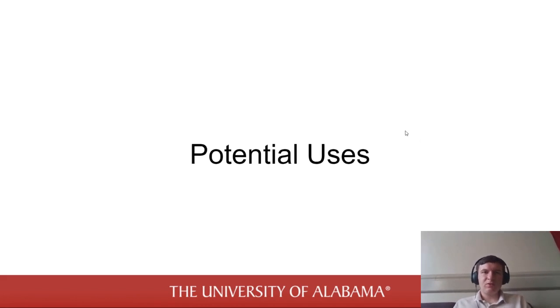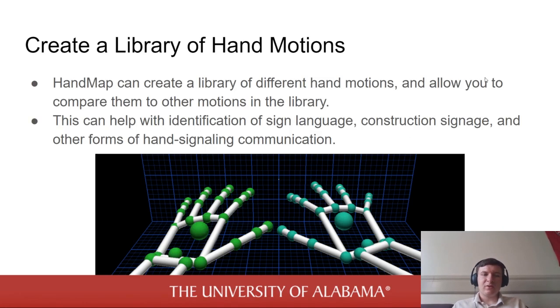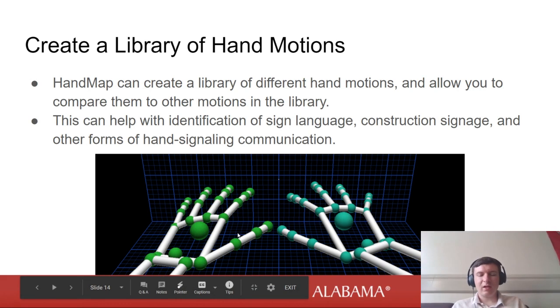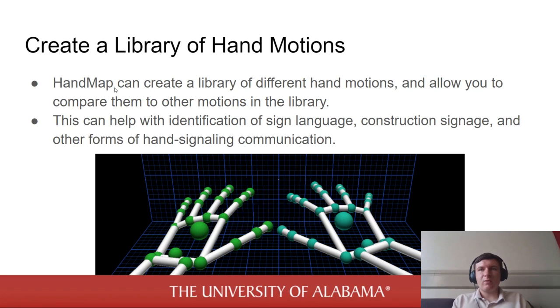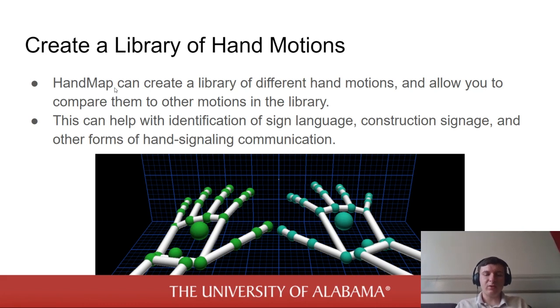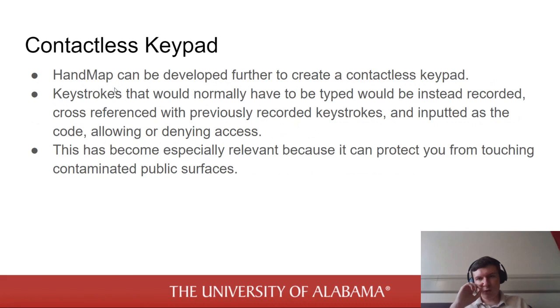So some potential uses that I found really interesting. The first one is create a library of hand motions. This is not the program either. This is a program called the Visualizer that came with the software for this, and I took a picture right there. So HandMap can create a library of different hand motions and allow them to compare them to other motions in your library. Sort of what I was talking about earlier with the tutor or learning new languages like sign language or construction signage. I'm sure there are other forms of hand signaling communication out there that would benefit from this software.